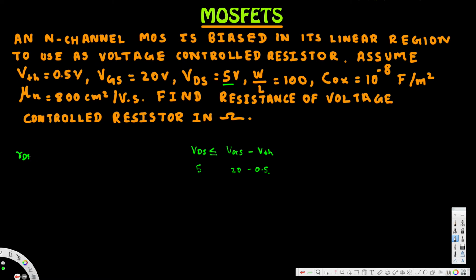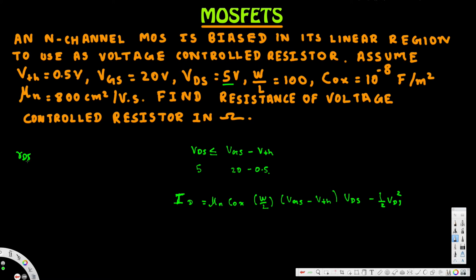Okay, so when we have the linear region, there's an ID equation. The drain current equation is given by this: ID is equal to mu n COX W over L times (VGS minus V threshold times VDS minus half VDS square). Now this is the drain current equation when we have the n-channel linear region.